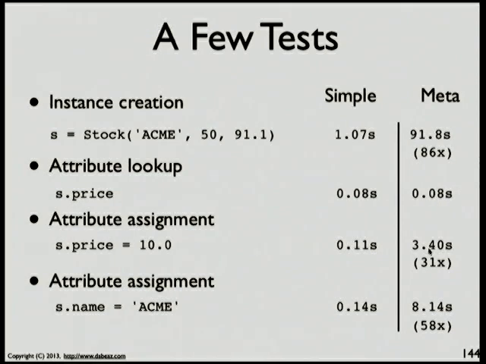Assignment operation is also not real great, like 30 times slower for that. Attribute for the name, that's like 58 times slower. I mean, keep in mind it's doing type checking, it's doing a regex match, it's doing a length check. There's a lot of stuff going on in there.